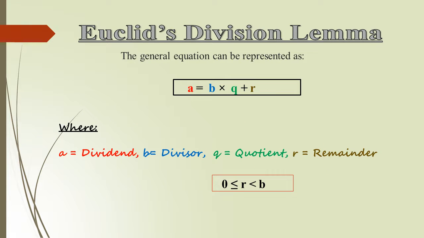Now let's get to Euclid division lemma. The statement for Euclid division lemma is a = bq + r. So a is the dividend, b is the divisor, q is the quotient and r is the remainder, and the criteria is that the remainder can be 0 but it has to be less than the divisor. Divisor is b in this case.